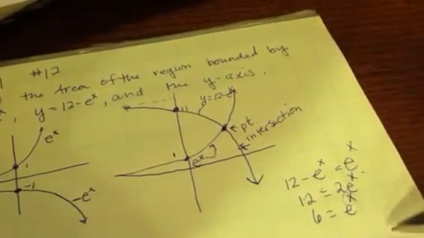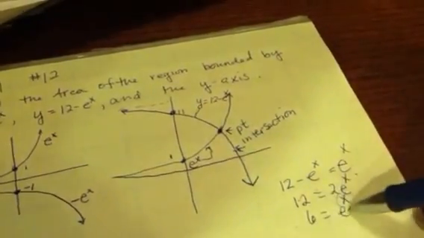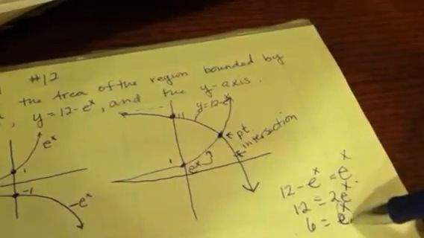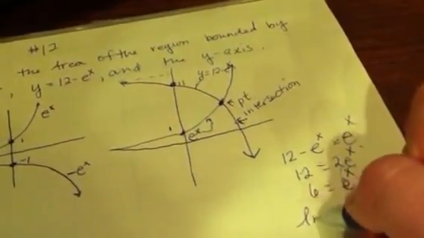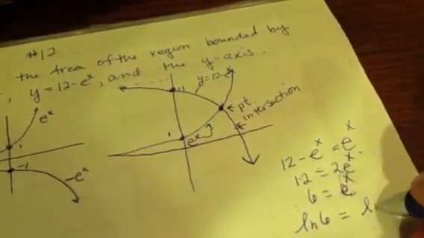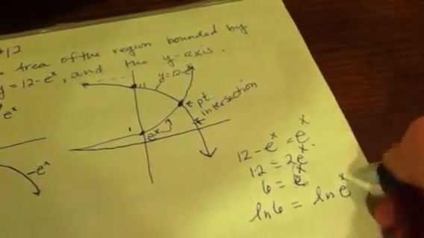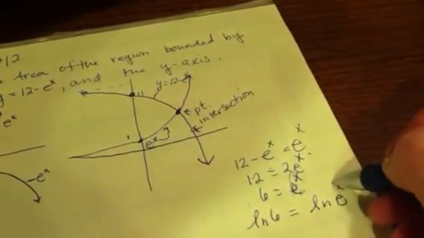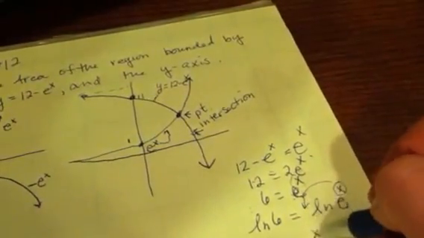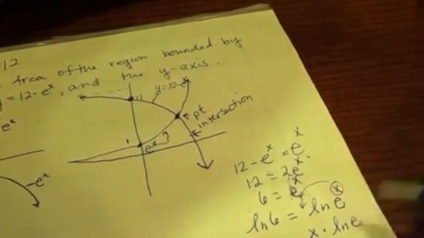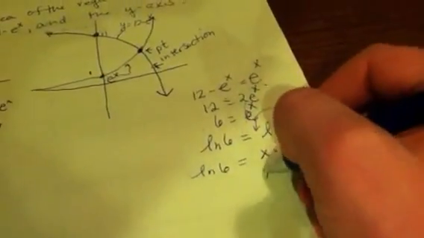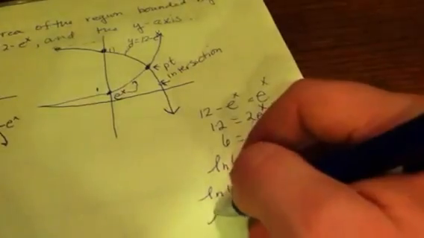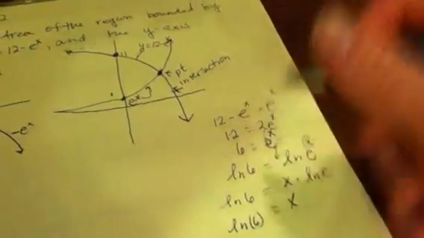Since x is in the exponent, what we need to do is use e's inverse function, which is the natural log function. So we will take the natural log of both sides, and we get the natural log of 6 is equal to the natural log of e to the x. And the natural log of e to the x is equal to x times the natural log of e. The natural log of e is equal to 1. So that means that point of intersection occurs when x is equal to the ln of 6.